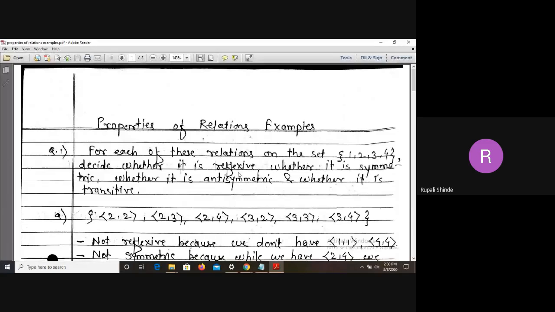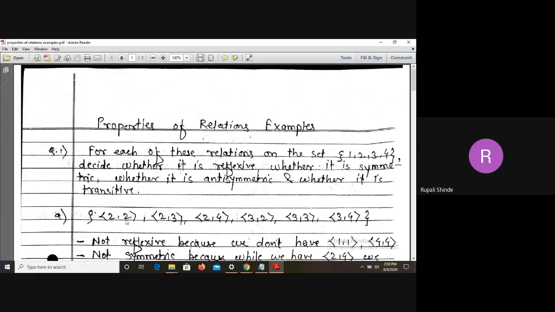Now start with reflexive property and now check whether this given relation is reflexive. So in order to make this reflexive, it must include order pairs 1, 1, 2, 2, 3, 3, and 4, 4. Because we have defined this relation on set which is including elements as 1, 2, 3, 4. But out of these 4 order pairs, our relation is just containing 2, 2, and 3, 3. So 1, 1 and 4, 4 are missing here. That's why this is not a reflexive relation.